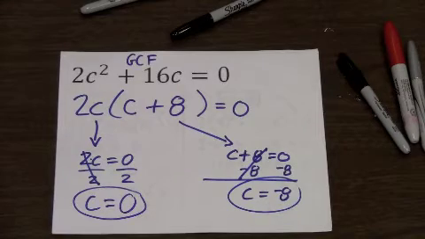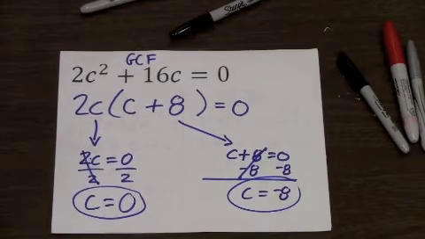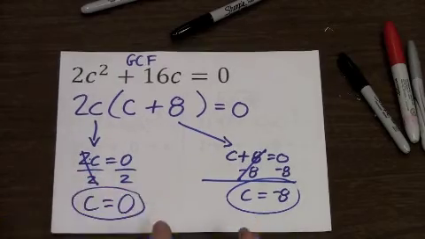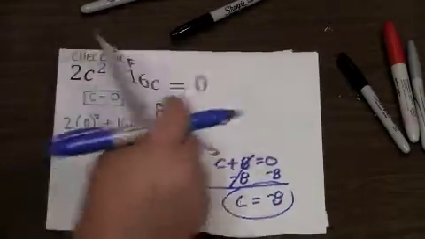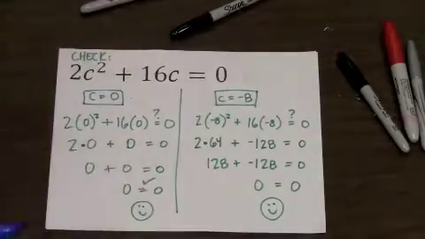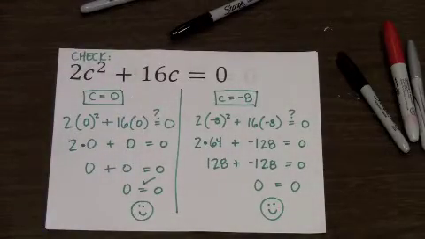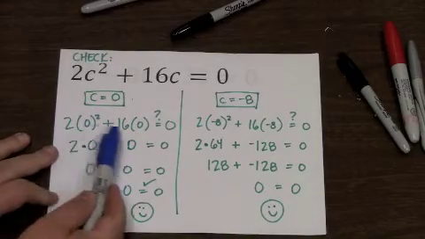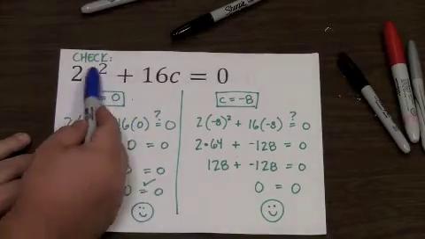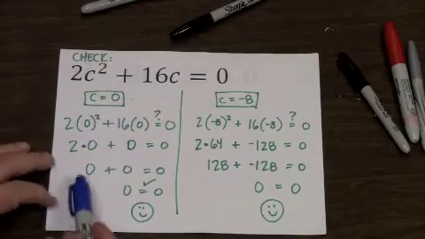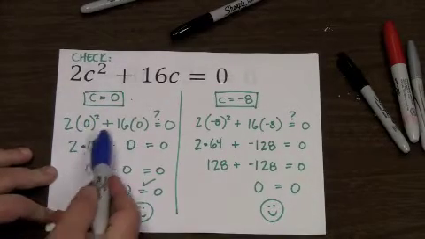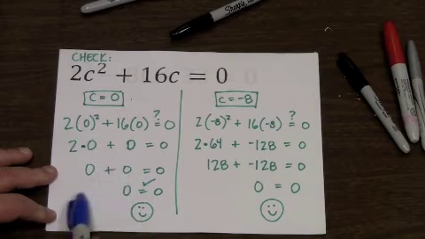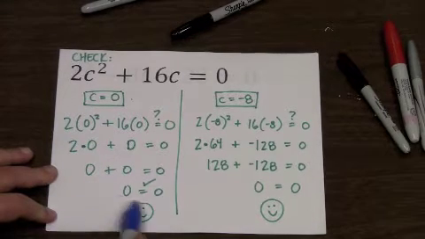Now getting your answers is half the battle. Knowing that you have the answer correct would be very beneficial to you. And how do you know if you got them correct? You plug them in. I've already worked these out here for you. c equals 0, c equals negative 8 were the 2 answers I got. Plug them in. Everywhere you see a c, you're going to replace it with a 0. 0 squared is 0. 16 times 0 is 0. 2 times 0 is 0. 0 plus 0, 0. 0 equals 0.